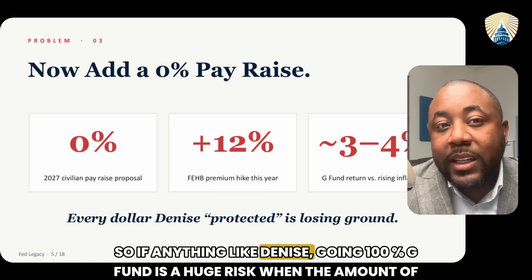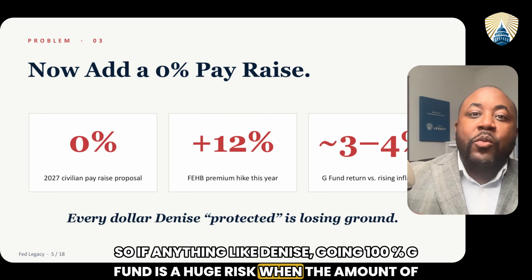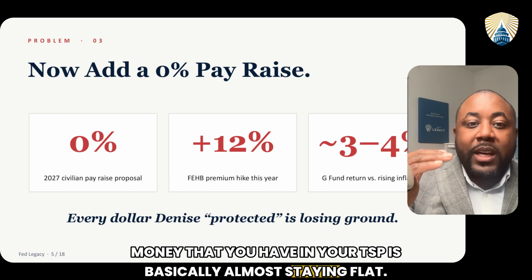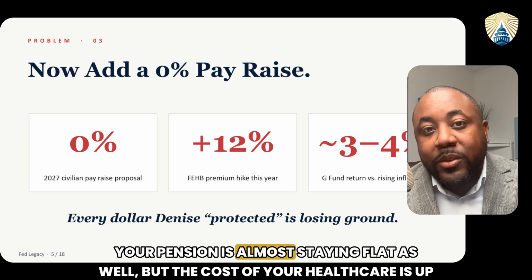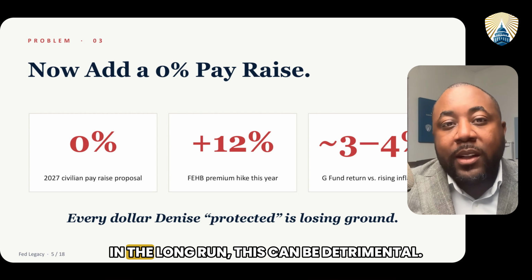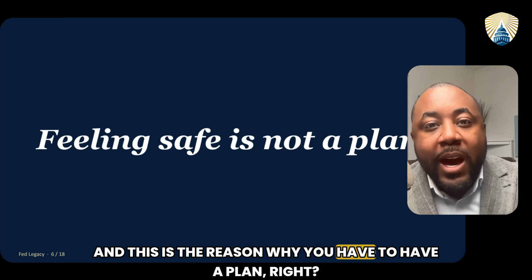So if you're anything like Denise, doing 100% G fund is a huge risk when the amount of money that you have in your TSP is basically almost staying flat. Your pension is almost staying flat as well, but the cost of your healthcare is up 12%. In the long run, this can be detrimental. And this is the reason why you have to have a plan, right?